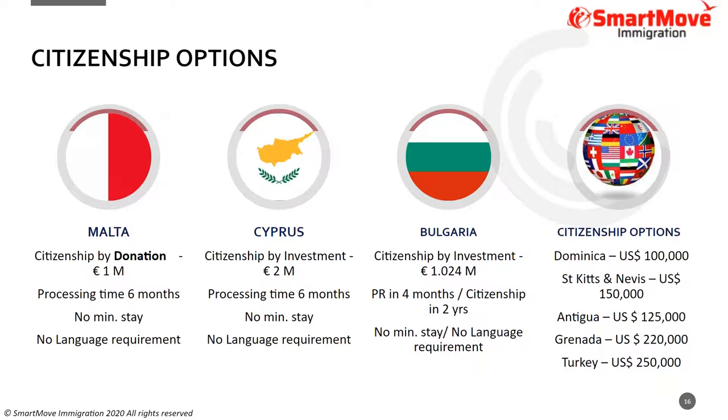You either make an investment in real estate, ranging from 200 to 250 thousand US dollars, or you make a donation, which ranges from 100 to 150,000 US dollars. The biggest advantage, like I said, is visa-free travel, and that remains constant. The investors are offered the same rights of freedom in these countries. There's no minimum stay requirement, and all the information remains confidential. Could we please have the next slide?